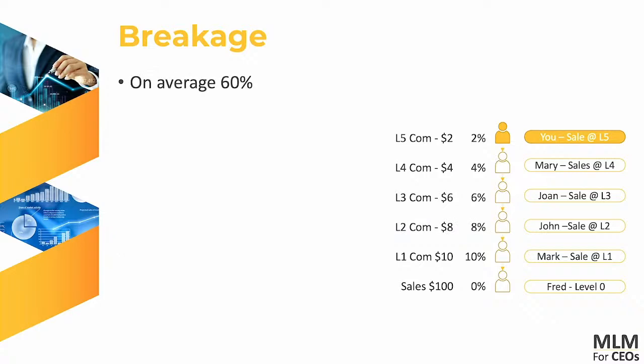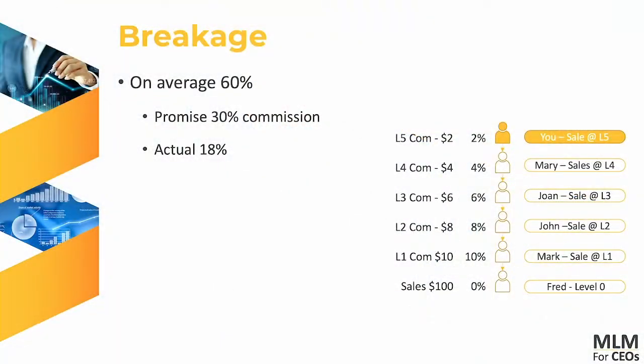Now, if you have a look at breakage, the average breakage in a level-based commission structure is around 40%. So on average, you are paying out 60% and you have 40% breakage. So that means that you could actually offer more commission, you could promise greater numbers, and still achieve the same 30% payout goal. So let's say that we are promising to pay out 30%. The reality is that you would actually only pay out 18%, so 60% of the 30%.